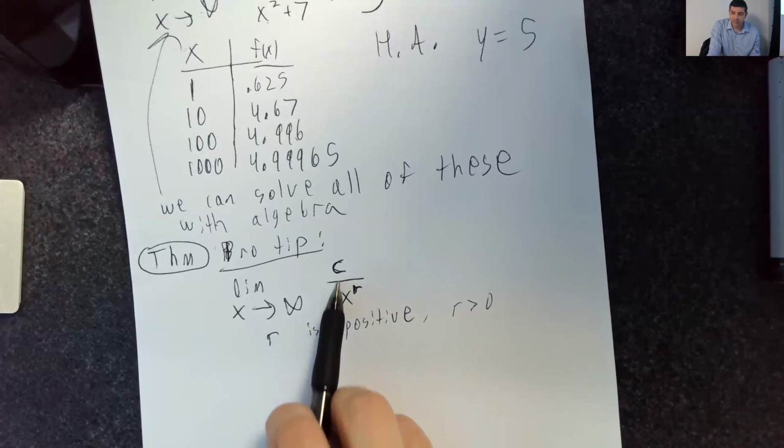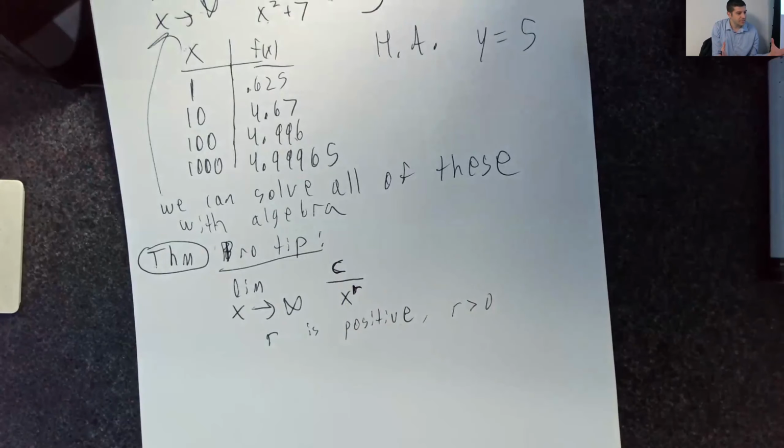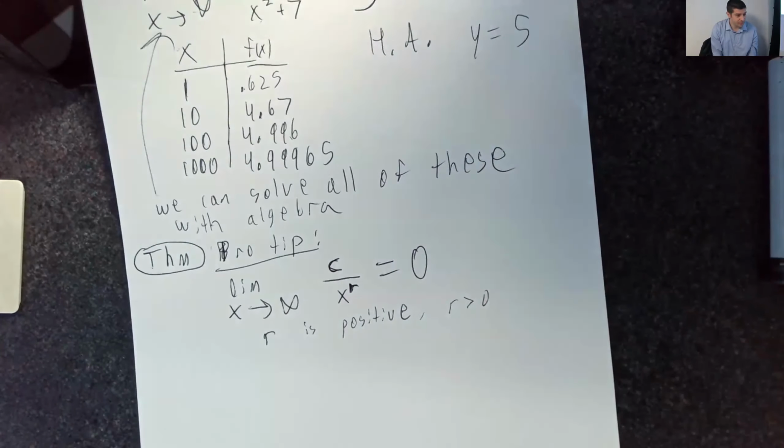Okay, so what happens if you take a constant divided by a ridiculously large number? What will be the pattern? When the denominator gets ridiculously large, what's the pattern? It goes to 0. Smaller and smaller towards 0. The limit is 0.